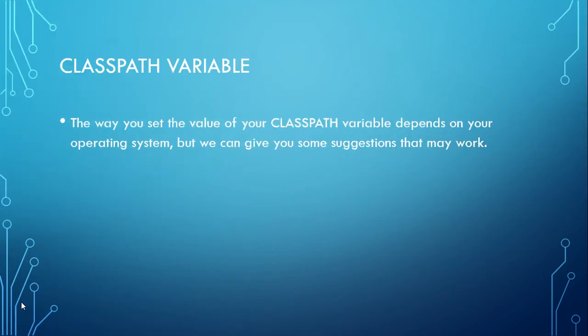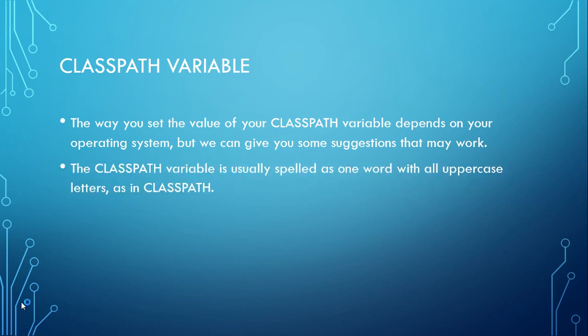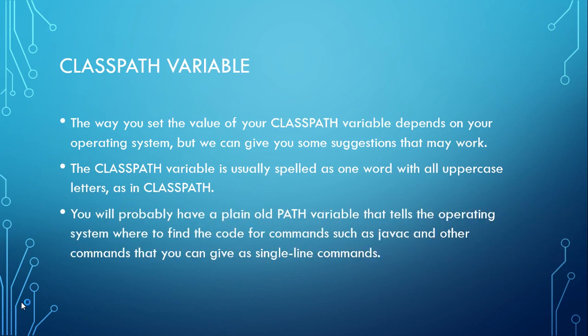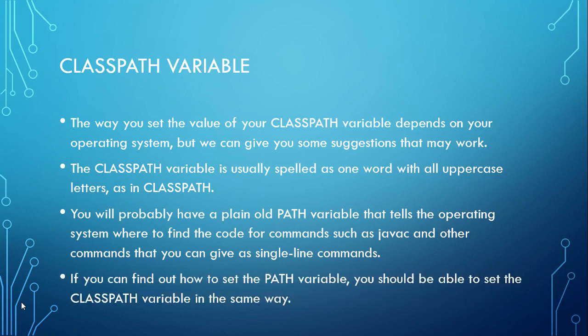Now, the way you set the value of your classpath variable depends upon your operating system. But we can give you suggestions for things that work, because it varies by operating system. Most of us are using Windows, so we're going to follow the Windows path. Now, the classpath variable is usually spelled out as one word in all uppercase letters, such as CLASSPATH. You'll probably find that it's a plain old path variable that tells the operating system where to find the code for commands such as java, javac, and other commands, in a single line. So if you can find out how to set the path variable, you should be able to set the classpath variable in pretty much the same way.